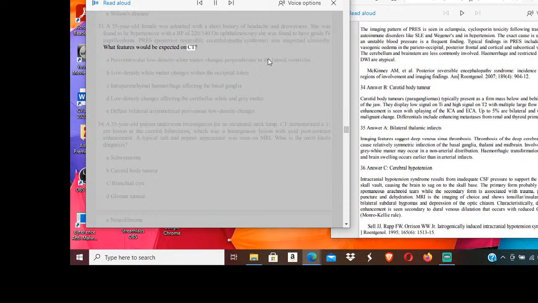What features would be expected on CT? A. Periventricular low-density white matter changes perpendicular to the lateral ventricles. B. Low-density white matter changes within the occipital lobe. C. Intraparenchymal hemorrhage affecting the basal ganglia. D. Low-density changes affecting the cerebellar white and gray matter. E. Diffuse bilateral asymmetrical perivenous low-density changes.